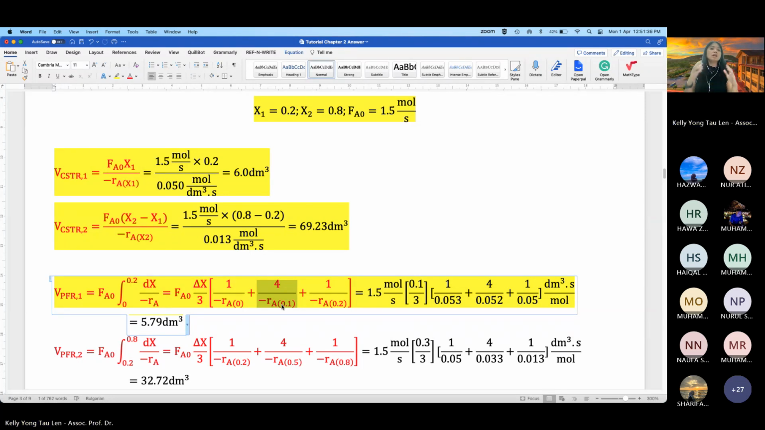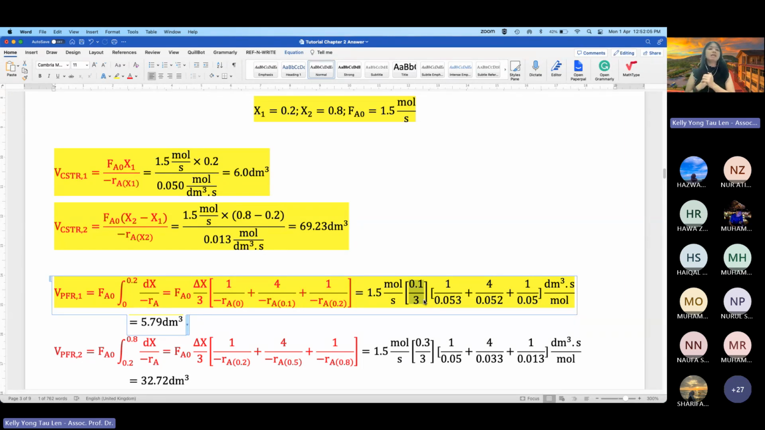Then again, all these minus RA values you just check from the table. So when my X is 0, what is my minus RA? When my X is 0.1, what is my minus RA? When my X is 0.2, what is my minus RA? You can get all this from the table, but let us focus on the delta X. Delta X is the gap between initial 0 to middle X 0.1, or middle X 0.1 to final X 0.2.